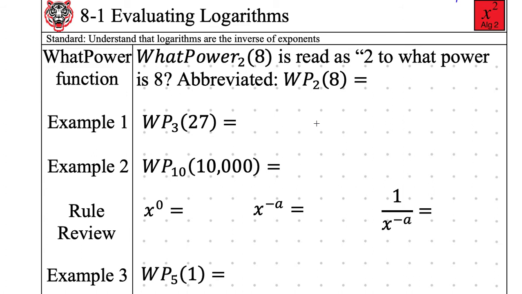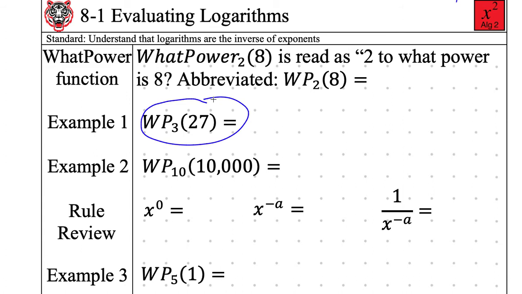So from here, who can read example 1 for me in terms of this notation? Who can read example 1? You don't need to solve it, just read it. Beverly. 3 to what power is 27? There it is. 3 to what power is 27?